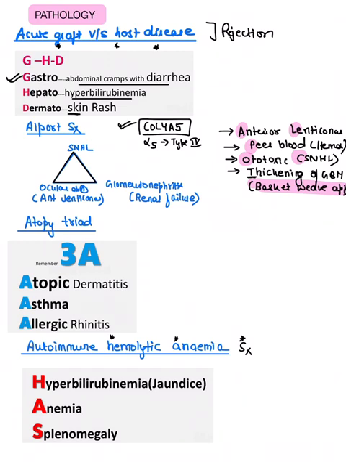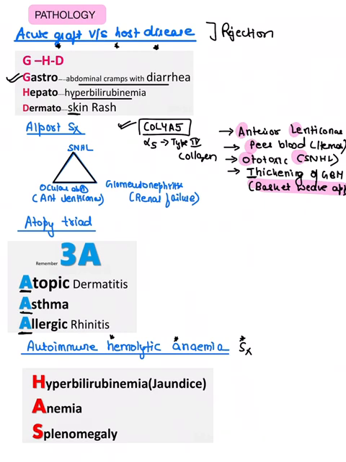And what is the problem here? There is a defect in the alpha 5 chain of type 4 collagen. Okay, now coming on to the atopy triad. Atopy is when there is a genetic predisposition to a known cause. It is present on chromosome 5. It has 3 A's: atopic dermatitis, asthma and allergic rhinitis.